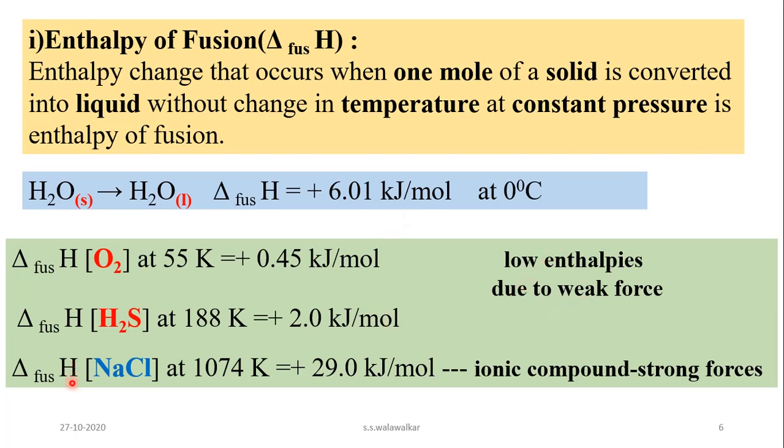enthalpies. Whereas the enthalpy of fusion of NaCl, how much is it? 29. The value is very high, and this is due to what? NaCl is an ionic compound, and therefore intermolecular forces of attraction are very strong, and therefore it has a high enthalpy of fusion. So from the values of enthalpy of fusion, we can get an idea of how strong or weak the forces of attraction between the constituent particles are.